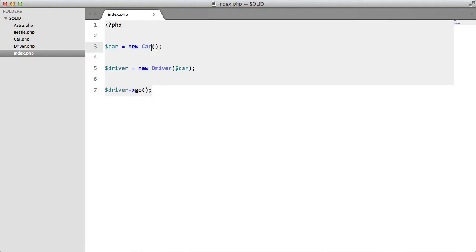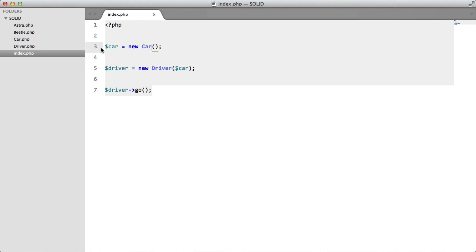In this lesson, we're going to be looking at the L in SOLID, which stands for LSP, which stands for Liskov Substitution Principle. Uncle Bob describes this as derived classes must be substitutable for their base classes. So let's have a look at this.